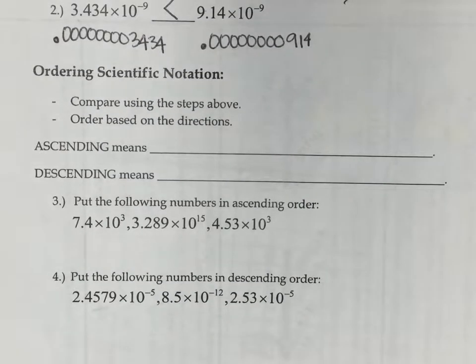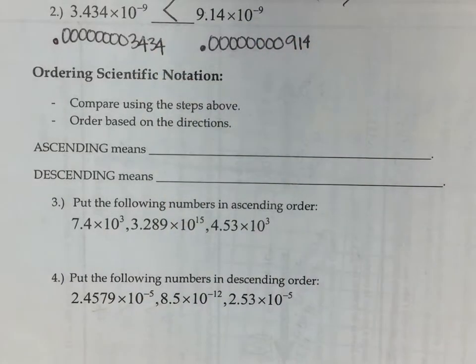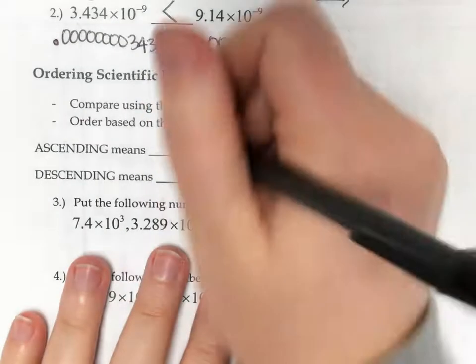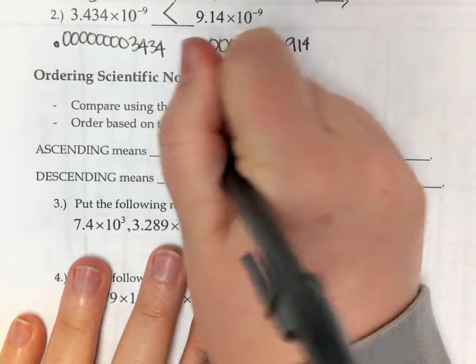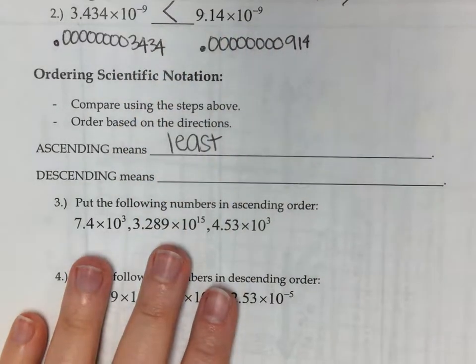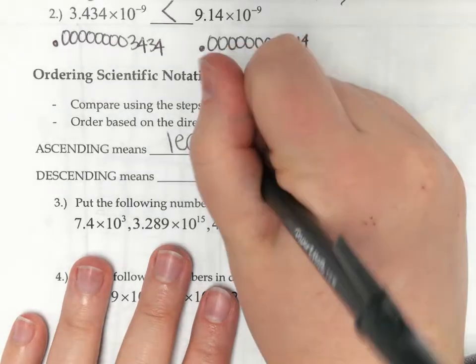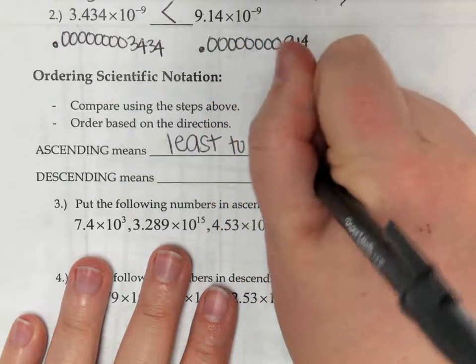So at the bottom of our notes, if we can compare numbers, then we can order our numbers. First of all, ascending means what? It's going up. So that means we start from what to what? Smallest to biggest. Very good. Smallest to biggest or least to greatest.